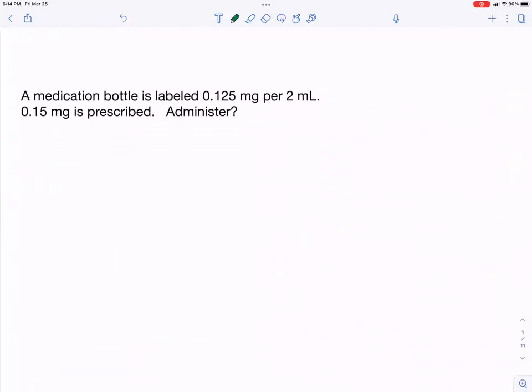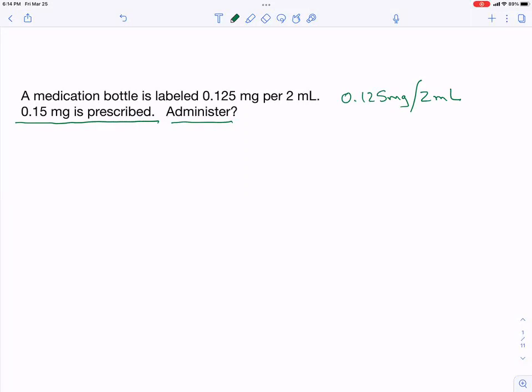Now this one is different, but it's still the same steps. I have to interpret my doctor's order. This reads: a bottle is labeled 0.125 milligrams in 2 milliliters. That basically means there is 0.125 milligrams of drug strength in 2 milliliters. The doctor has prescribed 0.15 milligrams. And the question is asking me, what am I going to administer? What am I going to draw up into a syringe to give to that patient?